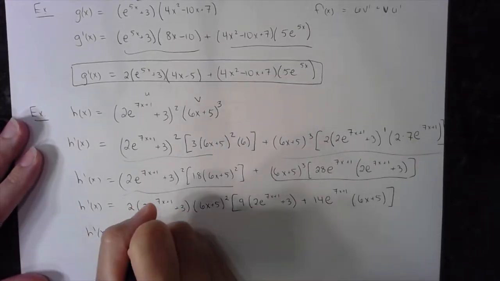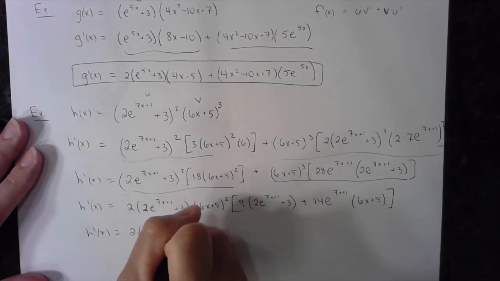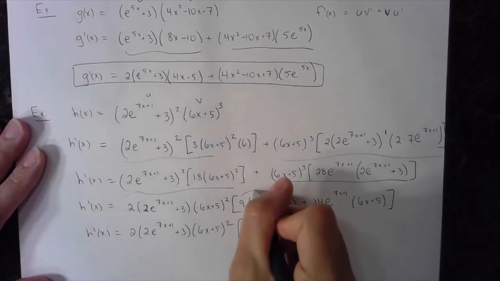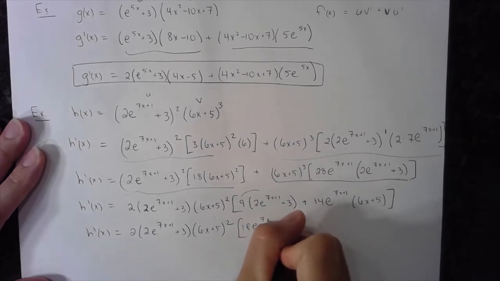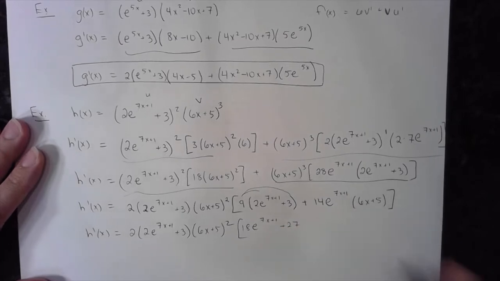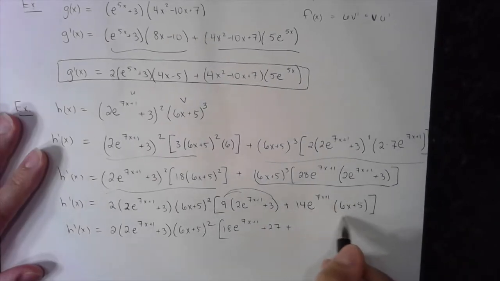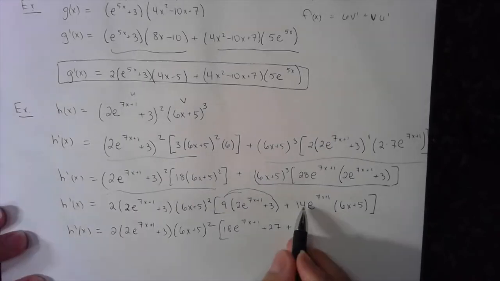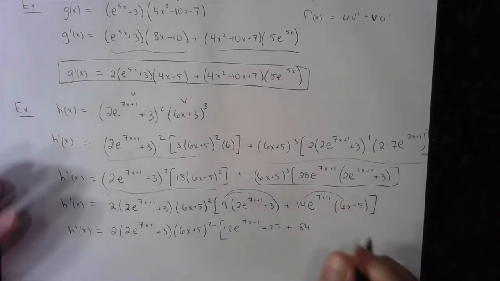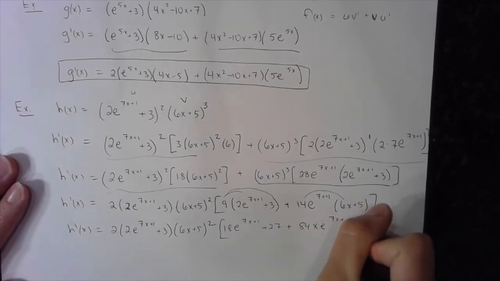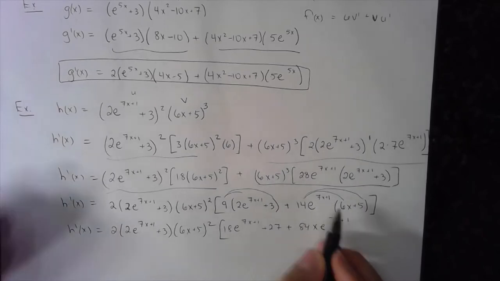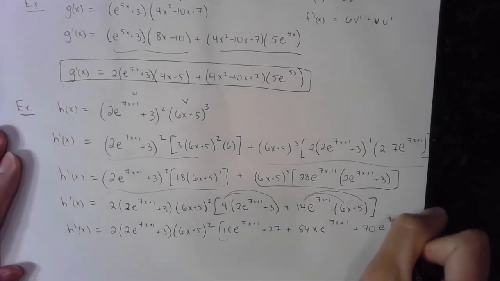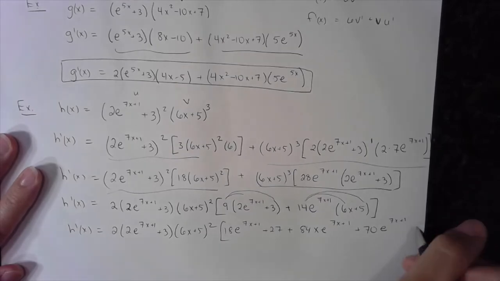All this stuff is going to stay the same. 2 times 2e to the 7x plus 1 plus 3 times 6x plus 5 squared, that stays. I'm going to distribute this 9. 9 times 2 is 18e to the 7x plus 1. 9 times 3 is 27 plus, distribute this whole thing here. I'm going to cheat and say 14 times 6 here, distribute it, is 84. Don't forget this x. 84x e to the 7x plus 1. 14e to the 7x plus 1 times 5 is plus 70 e to the 7x plus 1. Close brackets.